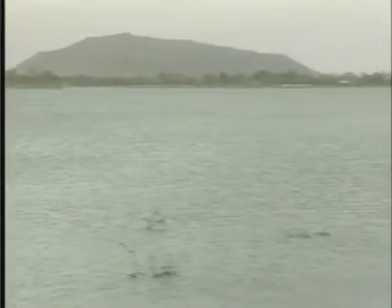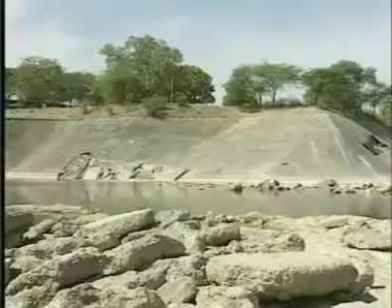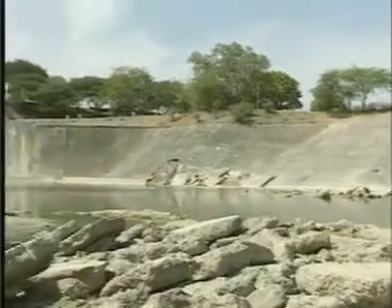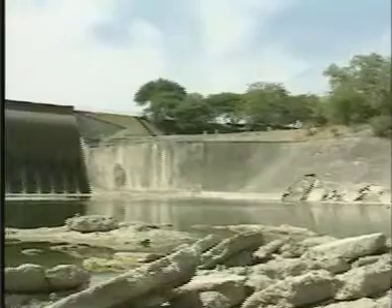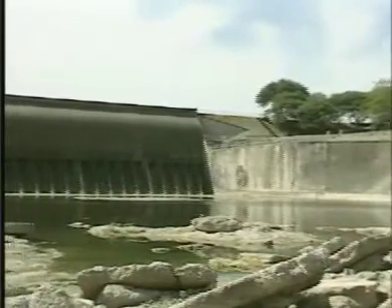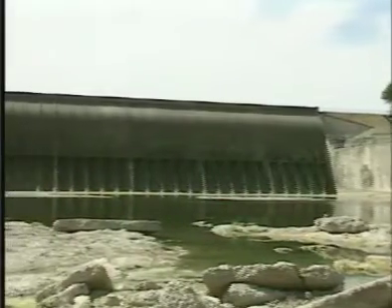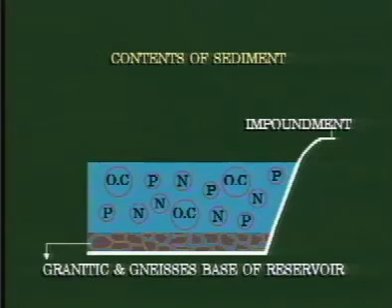The location of a reservoir is an important factor which contributes to the productivity. For example, a reservoir situated near granites and gneiss rocks is found to have high phosphorus, nitrogen, and organic carbon content in its sediment, thereby contributing to high productivity.